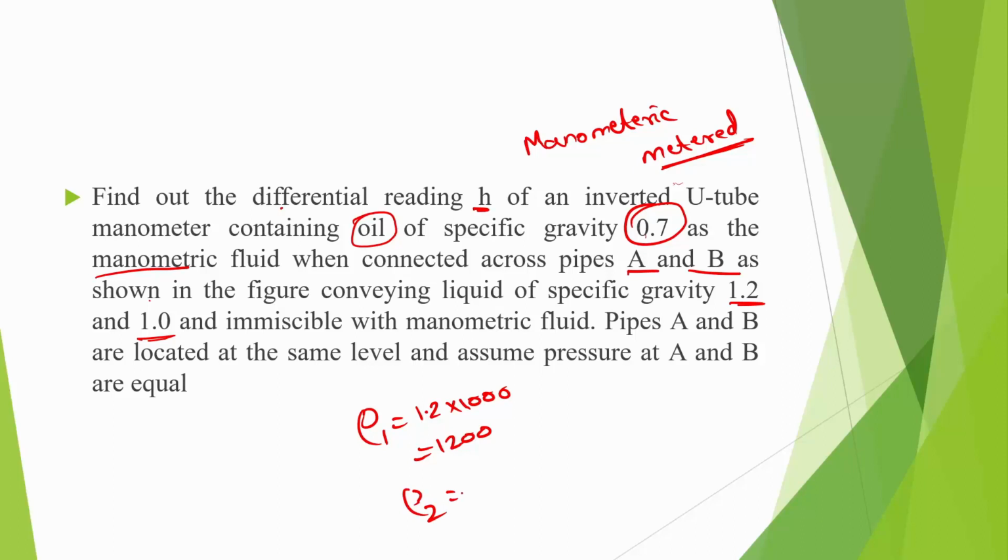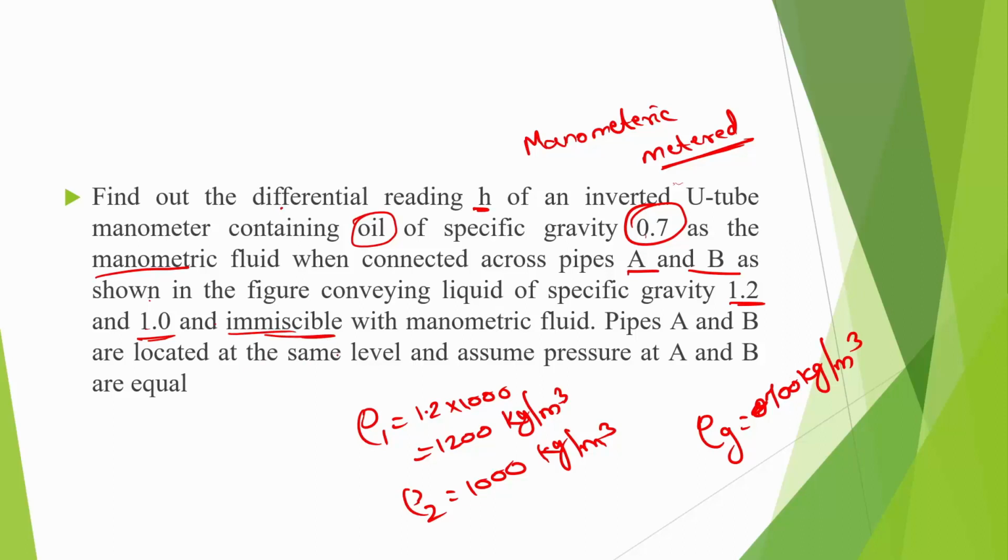So the density of the second fluid is 1000 kg per meter cube, as its specific gravity is 1, and the manometric fluid rho G has specific gravity 0.7, that is 700 kg per meter cube. These are the densities of all the three fluids being used. They are immiscible, that is, the fluids don't mix with each other.